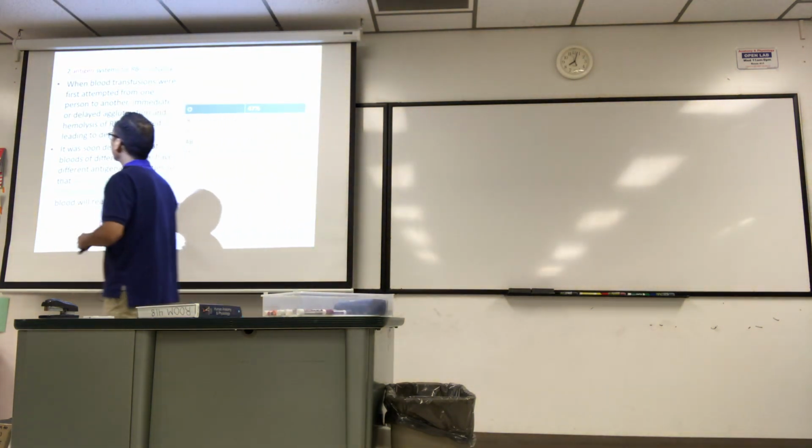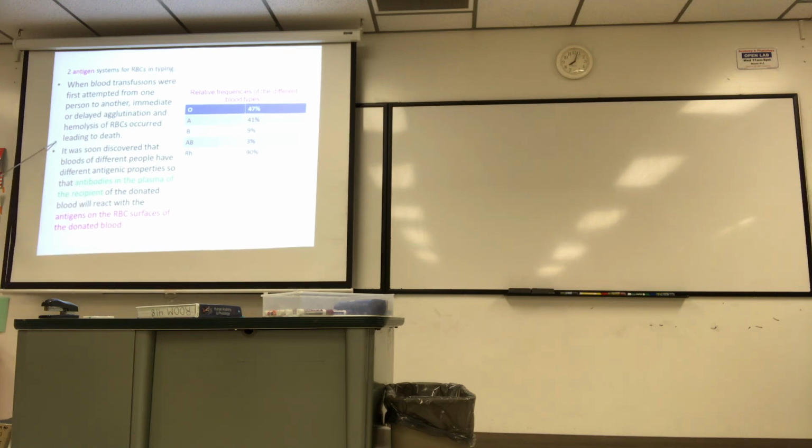When blood transfusions were first attempted from one person to another, immediate or delayed agglutination and hemolysis of RBCs occurred, leading to death. It was soon discovered that bloods of different people have different antigenic properties, so that antibodies in the plasma of the recipient of the donated blood will react with antigens of RBC surfaces of the donated blood. So these details are important. Leading to death is important, obviously. When they tried it, people died, and blood isn't all the same.